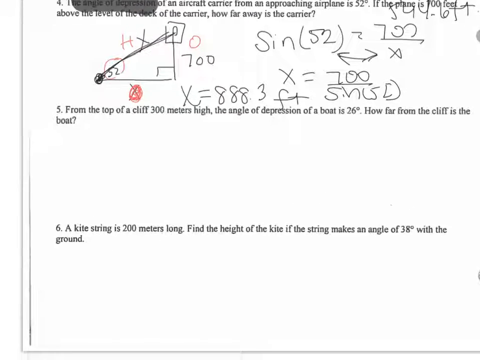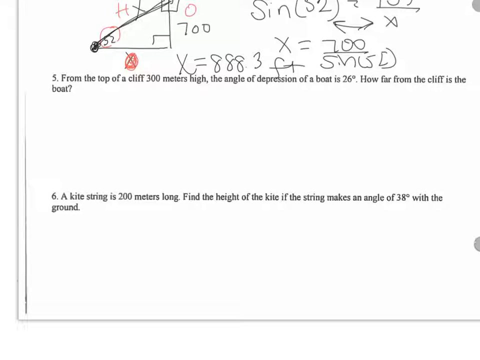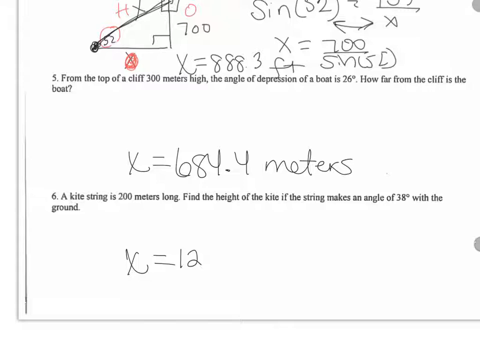Okay? So I want you to go ahead and try 5 and 6 on your own. And I'll put the answers up here so you have them. And if you need a detailed explanation, you can check the key on Google Classroom. But for 5, you're supposed to get x equals 684.4 meters. And for number 6, you're supposed to get x equals 123.1 meters.